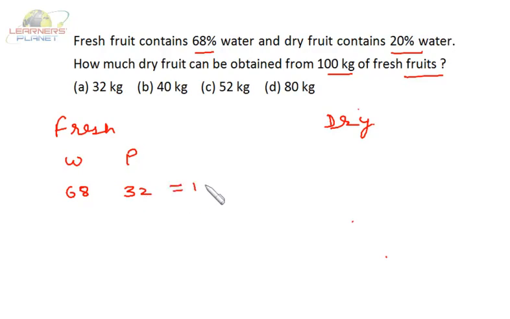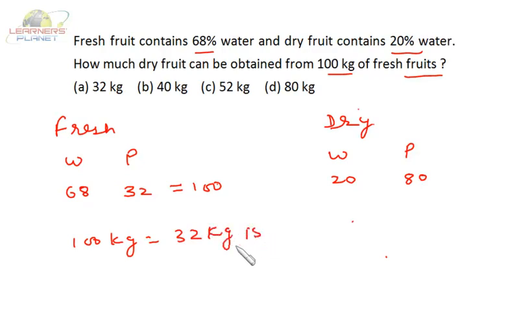Okay. In all it is 100. And in dry fruit, we want 20% water and 80% pulp. So water and pulp. Water is 20 and pulp is 80. Okay. So the total quantity of fresh fruit is 100 kilogram. So in 100 kilogram, 32 kilogram is pulp. Okay. And in dry fruits, the water to pulp ratio is 1 is to 4.